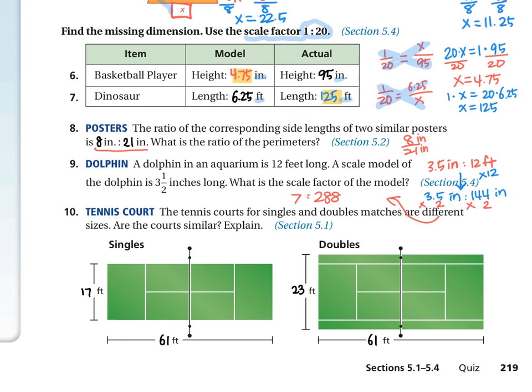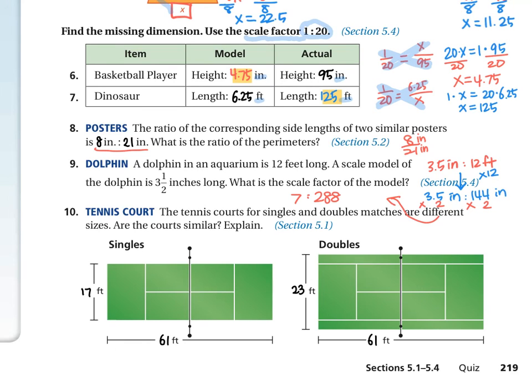So the last question is asking, the tennis courts for singles and doubles matches are different sizes. Are the courts similar? So let's go ahead and take a look at it. We have the length, 61 feet and 61 feet, so they're the same. And then we have the singles with 17 feet and doubles with 23 feet. So are they going to be similar?